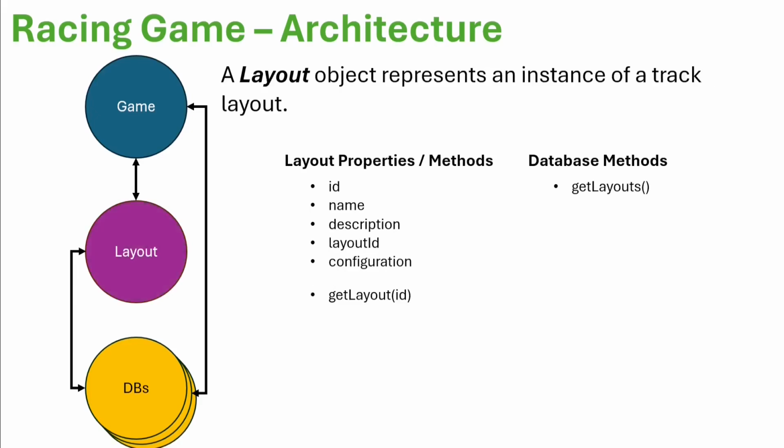The layout is very simple. It just basically says, hey, here is my configuration. That's what the configuration property is. This is my configuration of a layout. It starts with this particular piece of track. It goes all the way down to this particular track. This is the name of it, and so on and so forth.